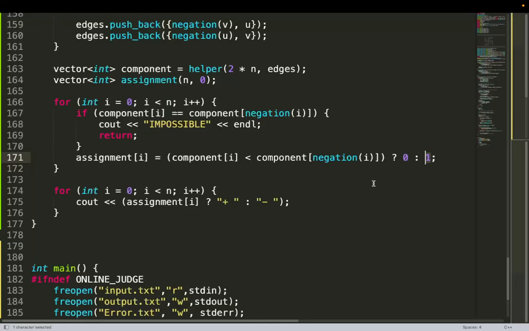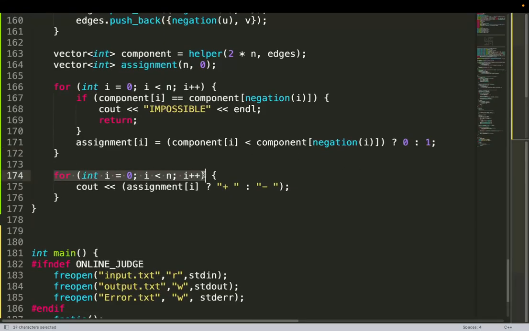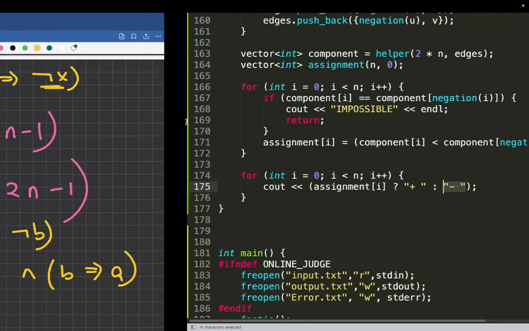Otherwise, it is 1. So once you are done with this, go over all the assignments. If assignment of I is true, add plus, otherwise add minus. So this is how you can actually solve this problem. Again, a very, very important concept, a very good concept as well to learn. So I hope all of you understood it well. Thank you.